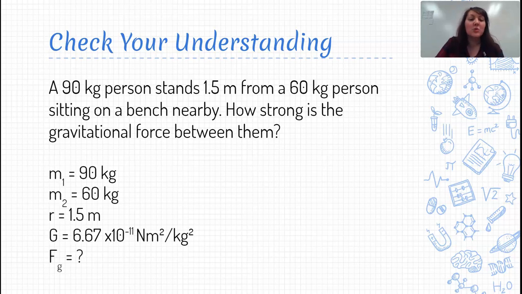All right. So here's what I know. I've got these two people. One has a mass of 90 kilograms. The other has a mass of 60 kilograms. The distance between them is 1.5 meters. And the constant of gravitation is the same everywhere and always: 6.67 times 10 to the negative 11 newton meters squared per kilogram squared. Then we want to calculate this gravitational force. So we plug all those things into the law of universal gravitation.